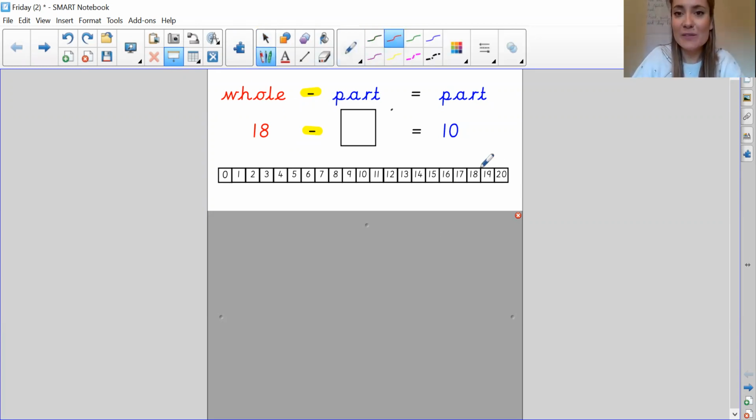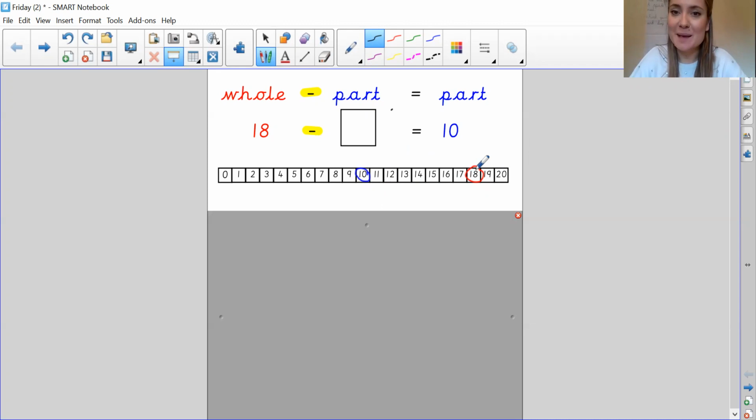So we've got our whole of 18. So I'm going to circle 18. I don't know this part, but I do know that I landed on 10. When I took away, whatever number I took away, I landed on 10. So I'm going to circle 10. How am I going to find out our missing number? Can you tell me? Good, that's right. I'm going to jump back and count my jumps to see how many I took away from 18 to give me 10.